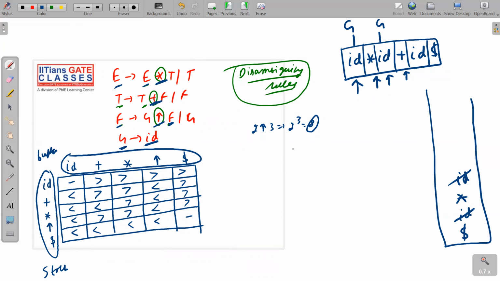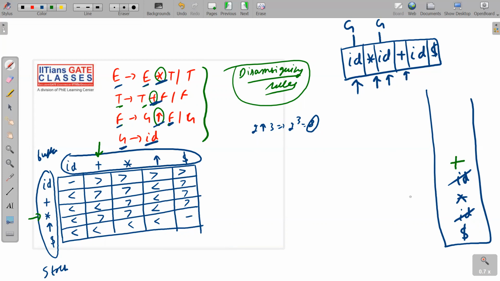Okay, now see from the buffer itself. In the buffer we have plus, and from the stack we have star. Which is having more precedence? Plus is having more precedence. And why is plus having more precedence? Because this grammar was ambiguous, and according to that grammar we have designed this table. So plus is having more precedence, so plus will be pushed onto the stack.